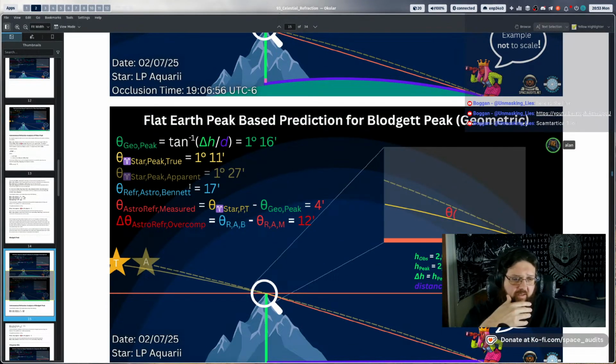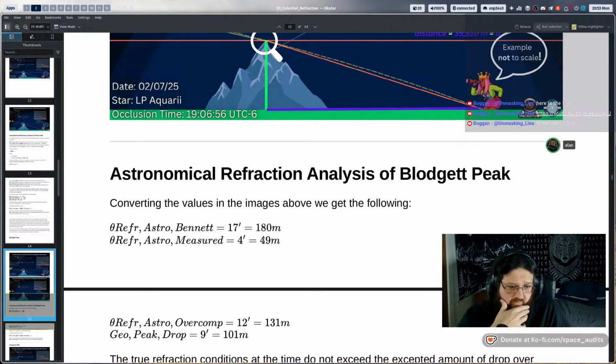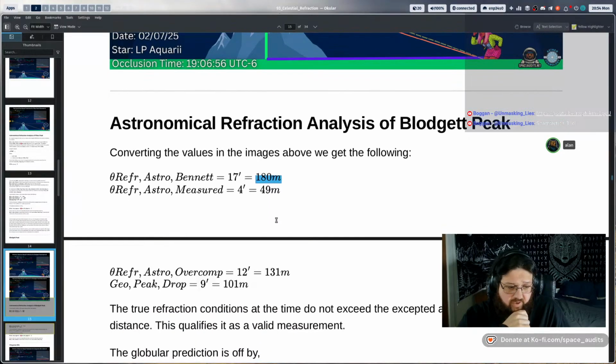So the important part here is the refraction differences at time of occlusion. The true position of the star at the time of occlusion was 111, and we predicted 116. It creates a separation of 4 arc minutes, which converts out to 59 meters, and we were off by 59 meters in our elevation derivation. So the astronomical refraction of 17 arc minutes gives them 181 meters of lift. Their dropover distance is 101 meters, and their astronomical refraction overcompensation, based off of the difference in the time of occlusion, is 12 arc minutes, which gives 131 meters.